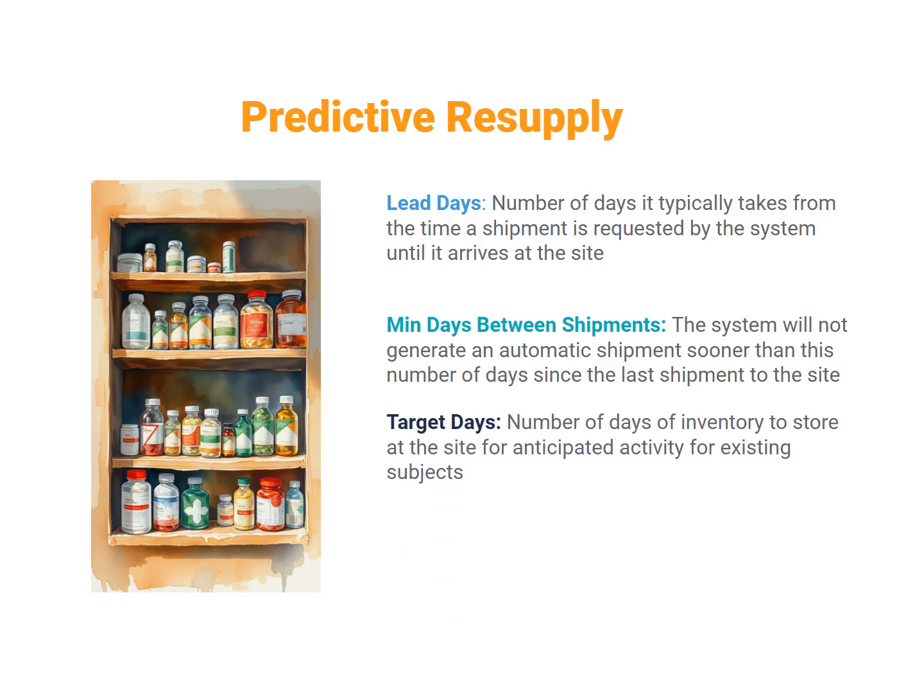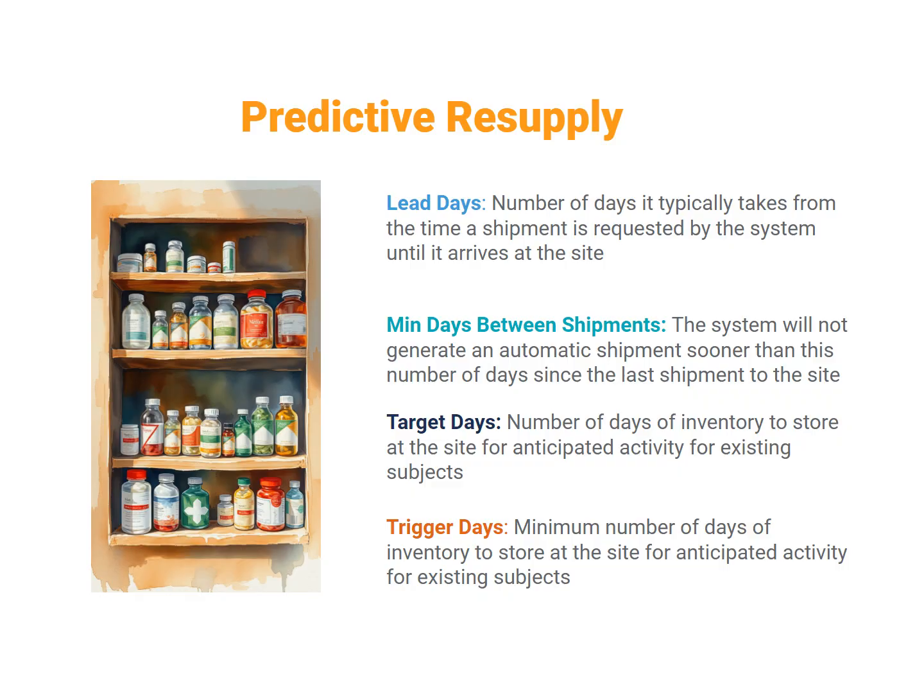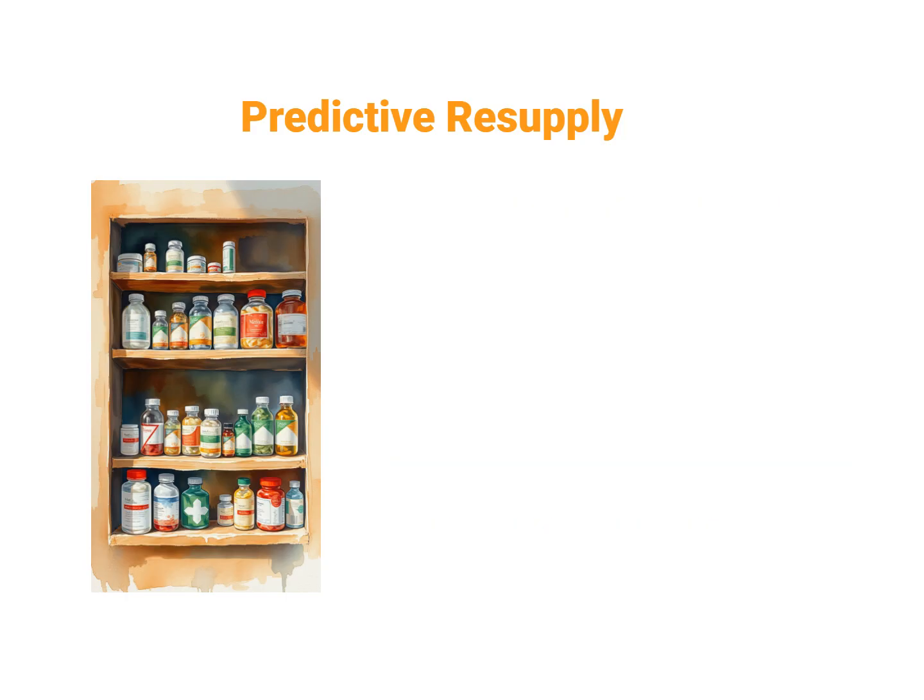Target days is the maximum number of days of projected inventory at the site. Trigger days is the minimum number of days of projected inventory at the site. When site inventory is below the projected inventory for the trigger day value, then the system will request a shipment. The system will request enough inventory for all scheduled events within the target day value.